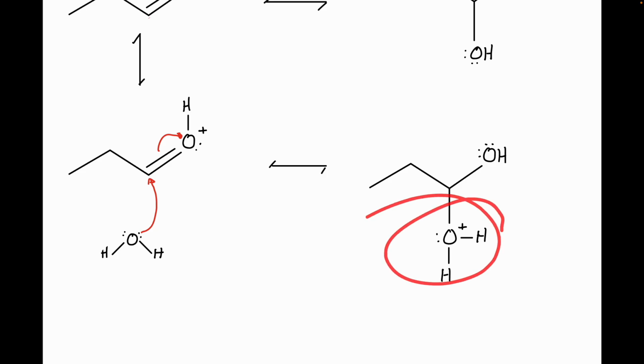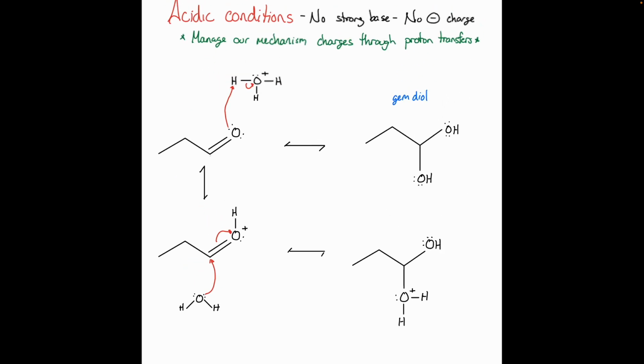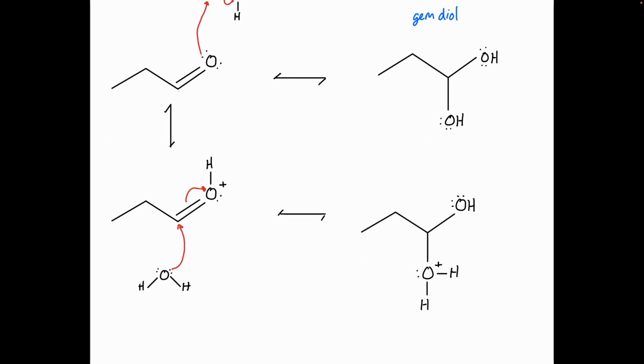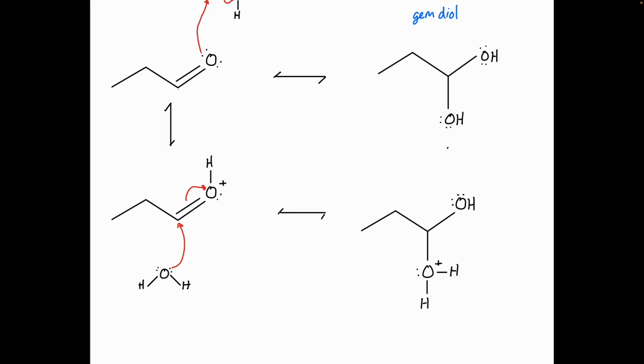Are we allowed to have these under acidic conditions? Yeah, this is fine. We're just not allowed to have any strong bases. This thing here would be considered a strong acid. Well, acids are allowed under acidic conditions. We're not quite there, though. We got one more step to go in order to create our gem diol.